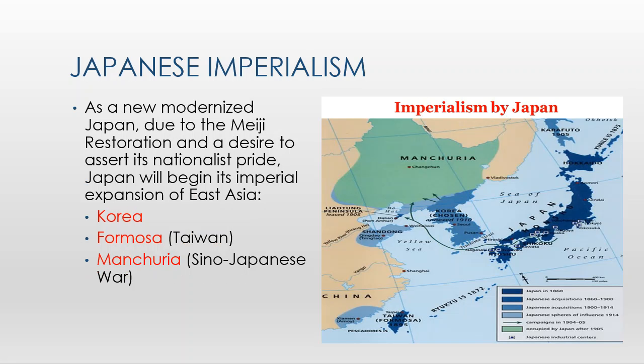And of course, the Japanese are going to do their thing. So the Japanese, as a new modernized Japan, due to the Meiji Restoration and a desire to assert its nationalistic pride, Japan will begin its imperial expansion of East Asia. And as a result, they're going to conquer Korea. They're going to conquer Formosa, or modern-day Taiwan. And then they're going to conquer Manchuria, which is this region right here. And again, they want to conquer these areas because they want the land and the raw materials necessary to keep up and stay relevant in this highly competitive age of industrialization.